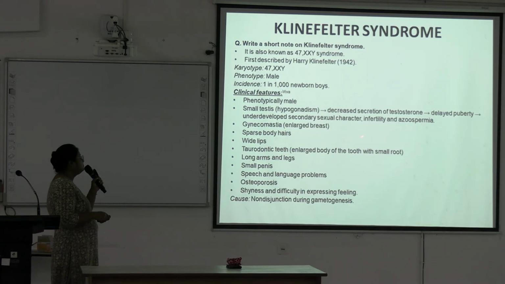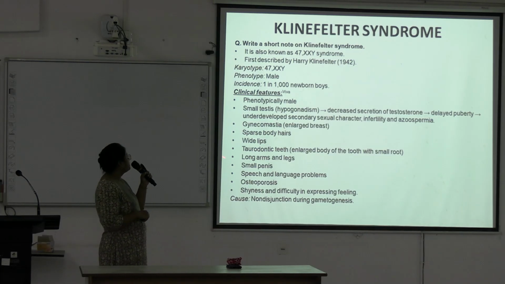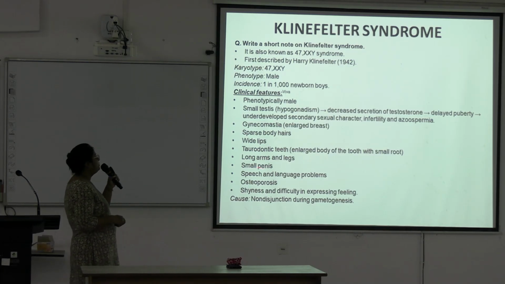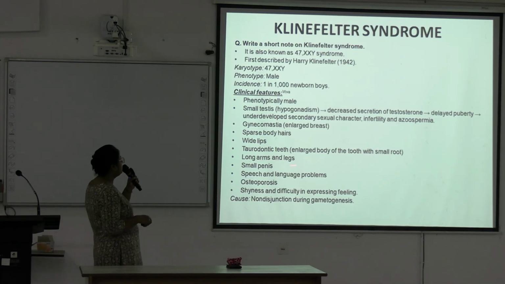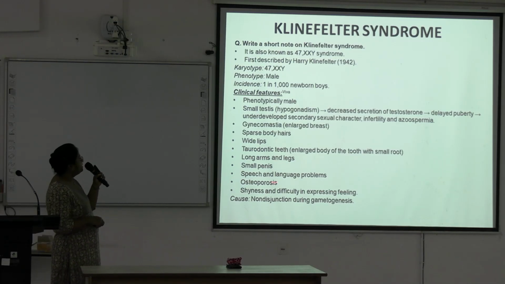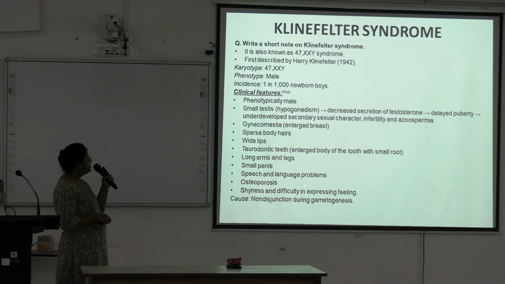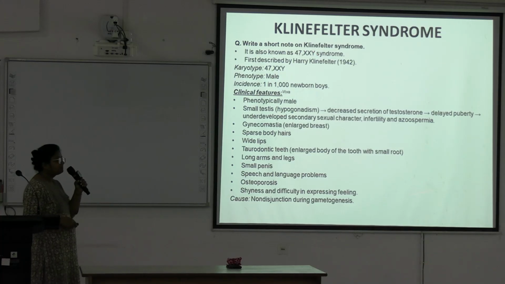There will be gynecomastia or enlarged breasts, sparse body hair, wide lips, and taurodontic teeth. Taurodontic teeth means enlarged body of teeth with small roots. There are long arms and legs, small penis, speech and language problems, osteoporosis, shyness and difficulty in expressing feelings. All these are clinical features of Klinefelter syndrome.